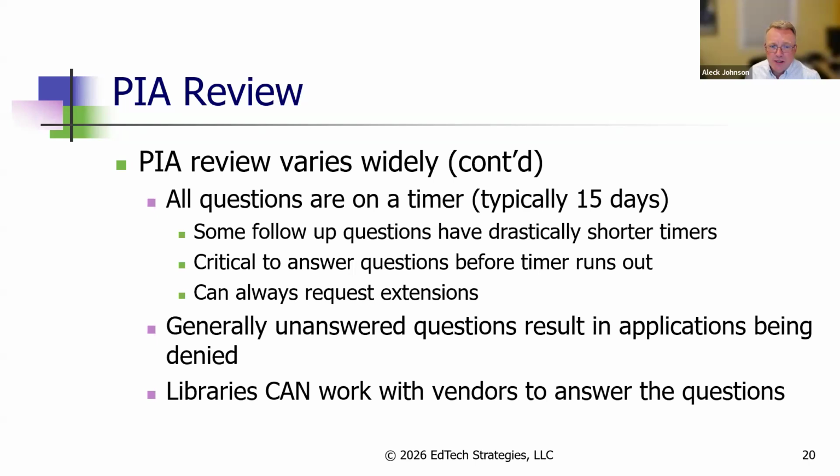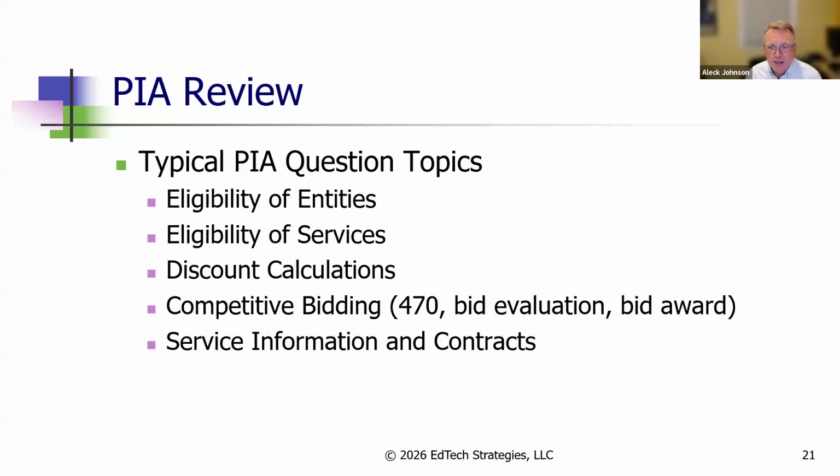This is really critical because sometimes the questions require you to get information from the vendor or from your vendor, if they're a reseller, to get it from the manufacturer of the equipment that you're purchasing, things like that. So working with your vendor is something I would strongly encourage you to do when you're looking at PIA review questions. So that then begs the question, what are the kinds of topics that are typically covered in PIA review?